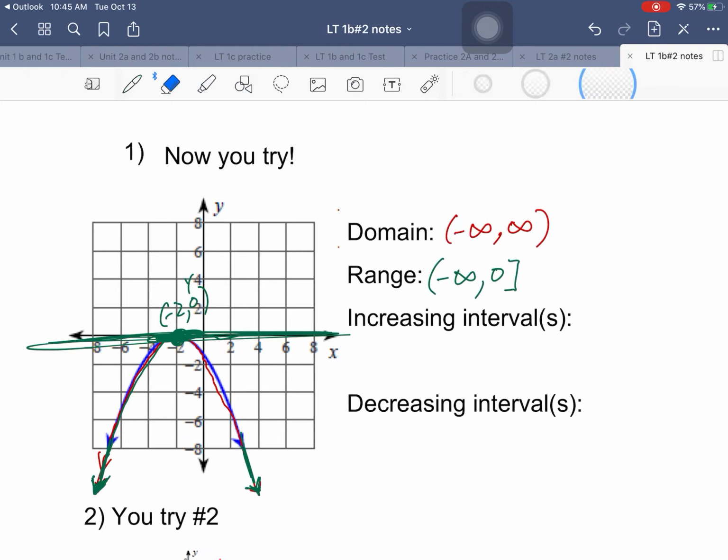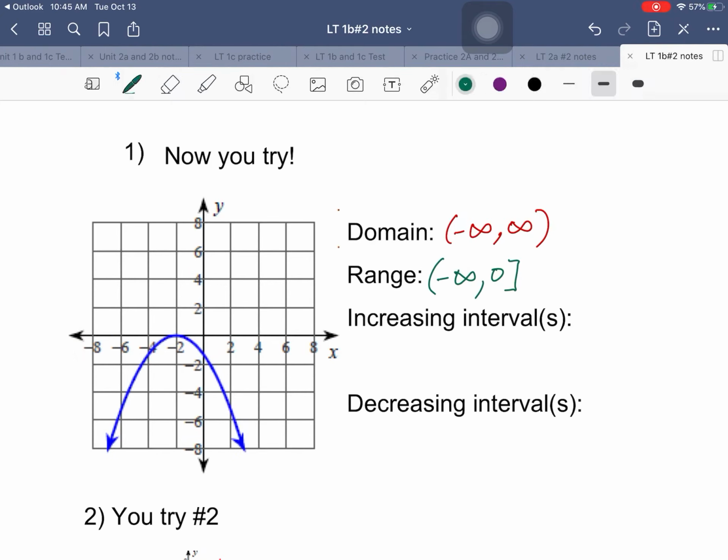Now looking at increasing, decreasing. So let's label increasing, decreasing. Remember, you're walking from left to right. So this is increasing. At the peak here, at -2, 0 is where the turn is, and you would go back down to decreasing. You could also think of it as a roller coaster. So it's increasing from negative infinity, because it's coming from the left, to -2, and it's decreasing from -2 to the right forever to infinity.